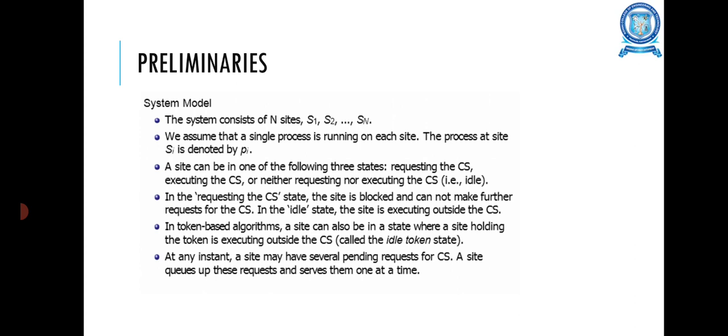That means the idle state. In the requesting the CS state, the site is blocked and cannot make further requests for the CS. In the idle state, the site is executing outside the CS. In token-based algorithms, a site can also be in a state where a site holding the token is executing outside the CS. That is called the idle token state. At any instant, a site may have several pending requests for the CS. A site queues up these requests and serves them one at a time.